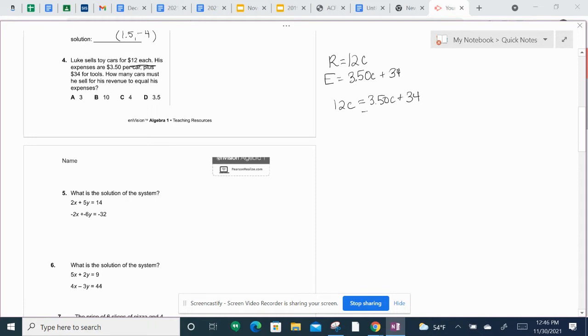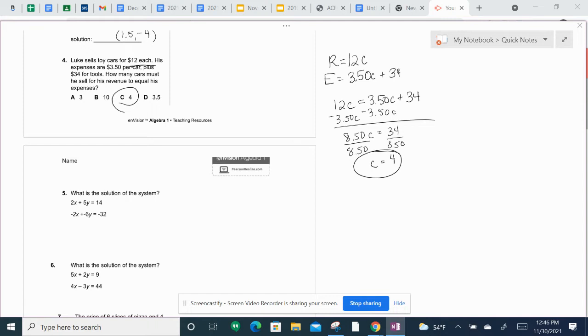And so to do that, I'm just going to subtract 350C from each side in order to get my C's together. And I'm left with 850C is equal to 34. And dividing each side by 850, I get that C is equal to 4. So that tells me that he must need to make 4 cars for his revenue to equal his expenses. If he makes more than that, his revenue will be higher than his expenses and he'll start making money.